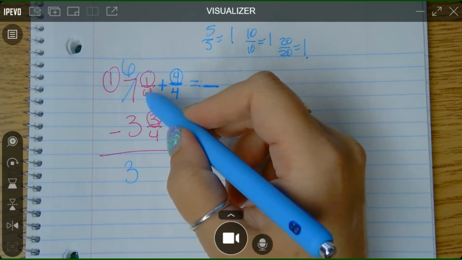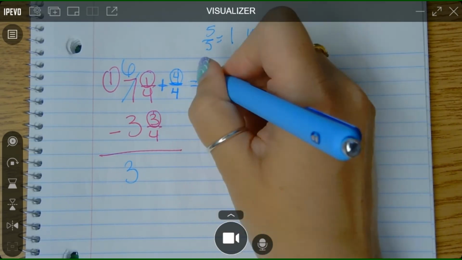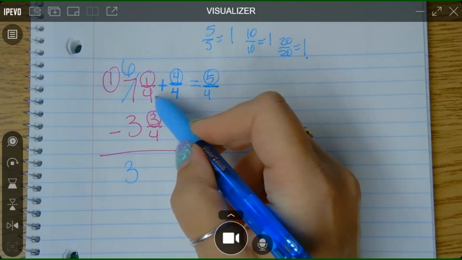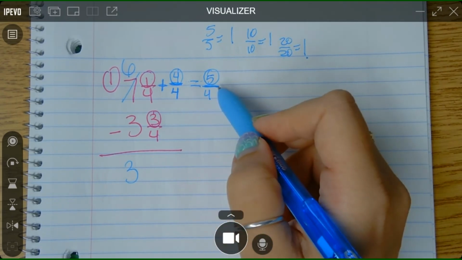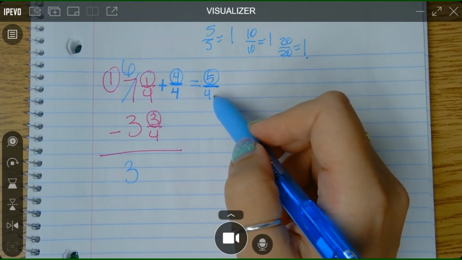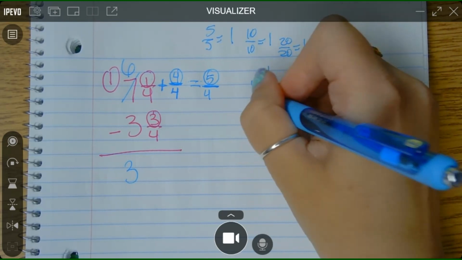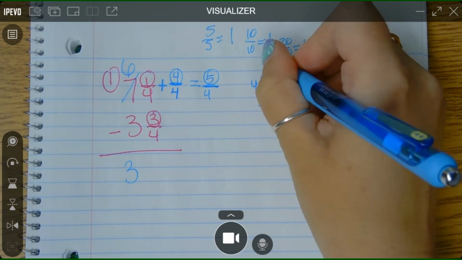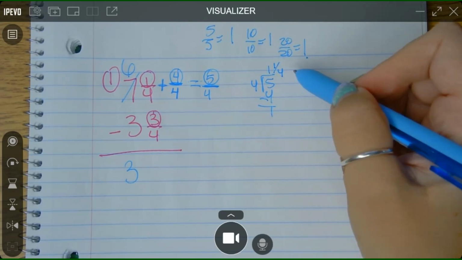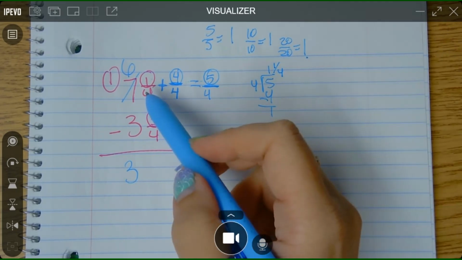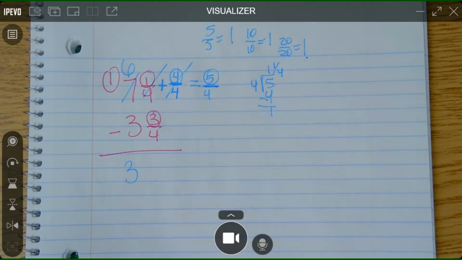What is that? Keep the denominator the same, add your numerators. 1 plus 4 is 5. So 1/4 plus 4/4, or 1, is 5/4. 5/4 is the same thing as 1 1/4. If you were to take 5 and divide it by 4, you put your remainder over what you divided by: 1 1/4, right? 5/4 is the same thing as 1 1/4. So 1/4 plus 4/4 is now replaced with that 5/4.